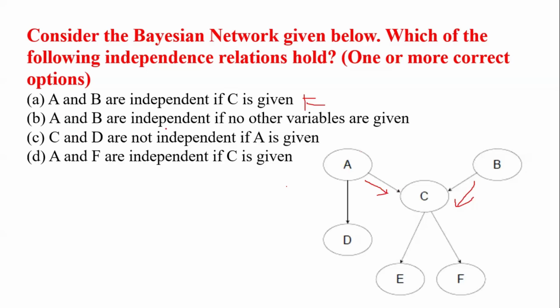Now, the next option: A and B are independent if no other variables are given. It is true. Now, option C: C and D are not independent if A is given. If A is not there, then C and D are not independent. It is not true. That is false, because C and D are independent if A is not there. Now, option D: A and F are independent if C is given. This is F, this is A. If C is not there, then A and F will be independent. So that means it is also true. So our answer will be option B and option D.